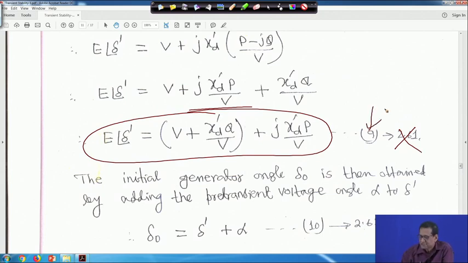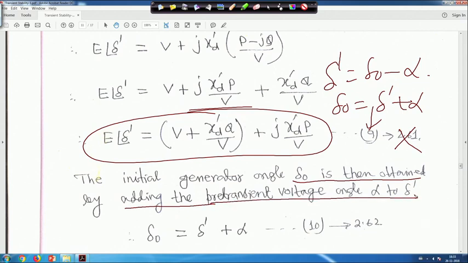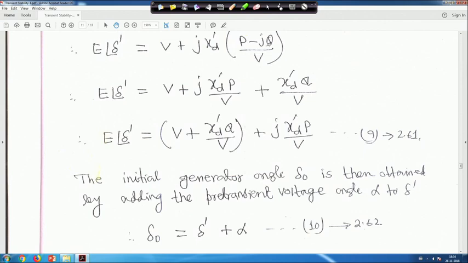So, this is our equation 9, right, and earlier I told you that delta dash is equal to delta 0 minus alpha, that means my delta 0 will be delta dash plus alpha. The initial generator angle delta 0 is then obtained by adding the pre-transient voltage angle alpha to delta dash. So, delta 0 will be delta dash plus alpha, this is equation 10, right. This is how I told you earlier. Now, this equation 9 will be required for computation of E and angle delta dash, right.